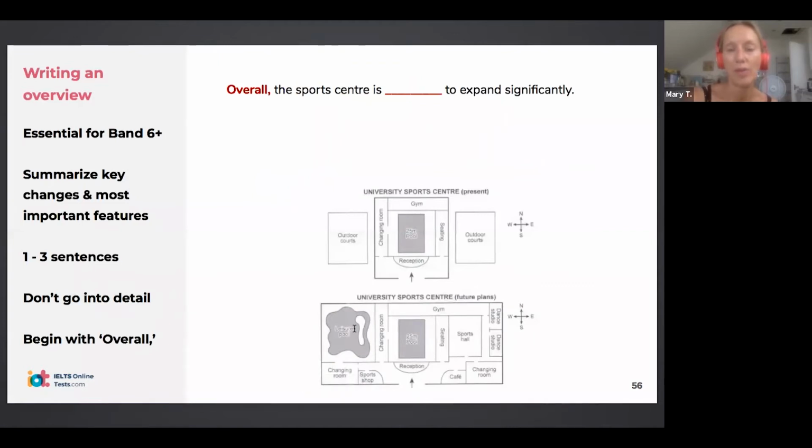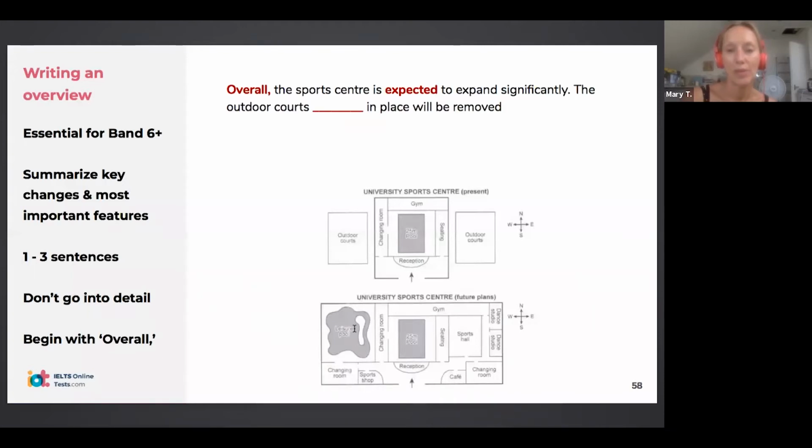Okay, so overall, just have a look at the gaps that we've left in these sentences here. See if you can fill them in. So overall, sports centre is likely to expand. Yeah, I think that makes sense there. Projected to expand, that sort of makes sense, but it's not very natural. Expected is a good one, Tran. Going to, okay, we don't know for sure that it will, so that's why expected is probably better. So the sports centre is expected to expand significantly.